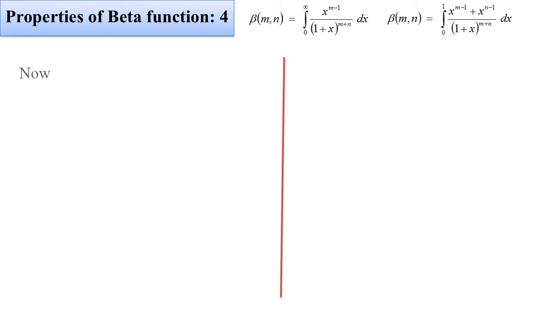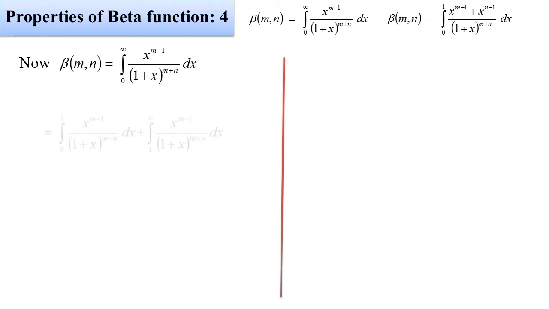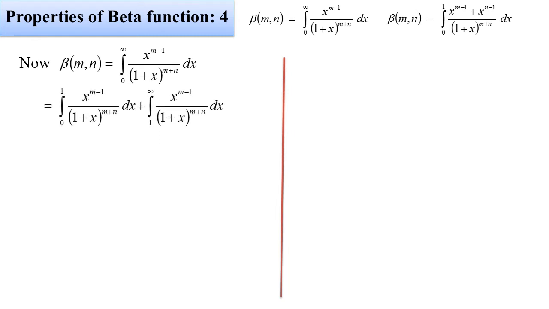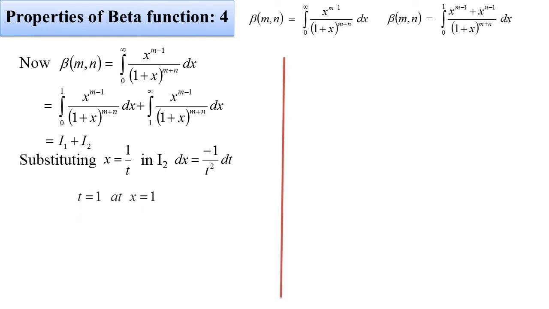For the second part, we have β(m,n) equals the integral from 0 to infinity of x^(m-1) over (1+x)^(m+n) dx. So now what we do here, we split the interval 0 to infinity into two parts, 0 to 1 and 1 to infinity, like I1 plus I2. Now we substitute x equals 1 upon t in I2, so that we get dx equals minus 1 upon t square dt. Now what about the limit? t equals 1 at x equals 1 and t equals 0 at x equals infinity.